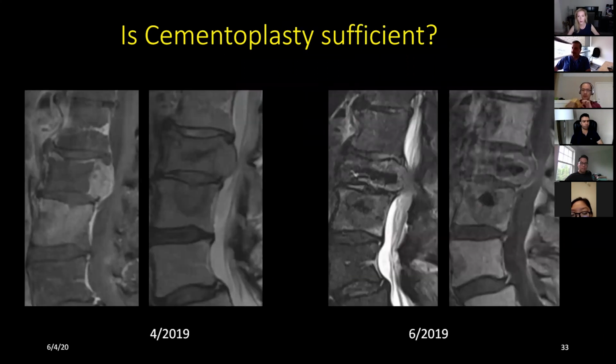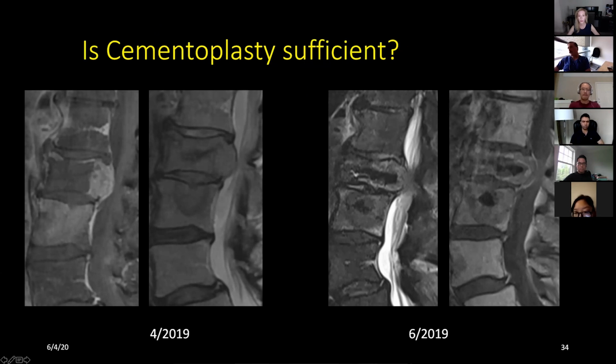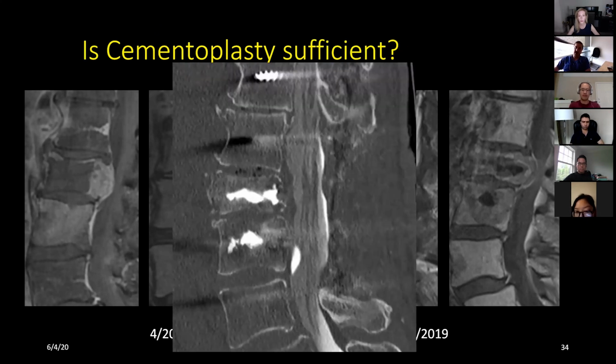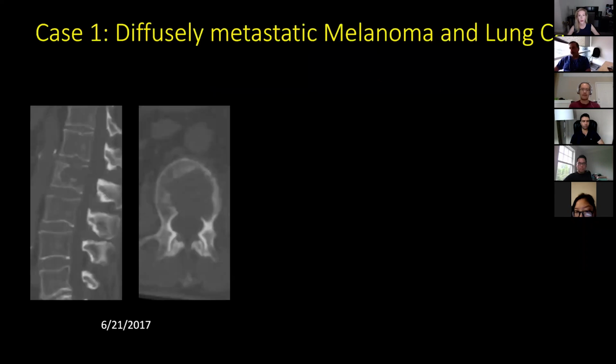Multiple examples. This is another example where the patient did have retropulsion of the posterior cortex, as you can see here, did have impingement of the spinal canal. This patient refused surgery, so that's why, and had significant pain. And so one of my partners just put in cement into that vertebra, and this is like 4/19 and 6/19, 2 months later, more retropulsion of the posterior cortex, and of course the patient ended up having surgery and posterior decompression.